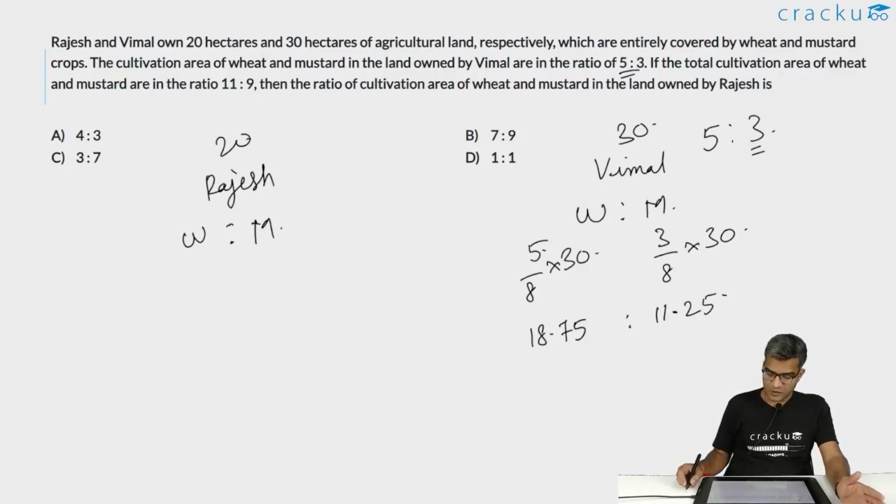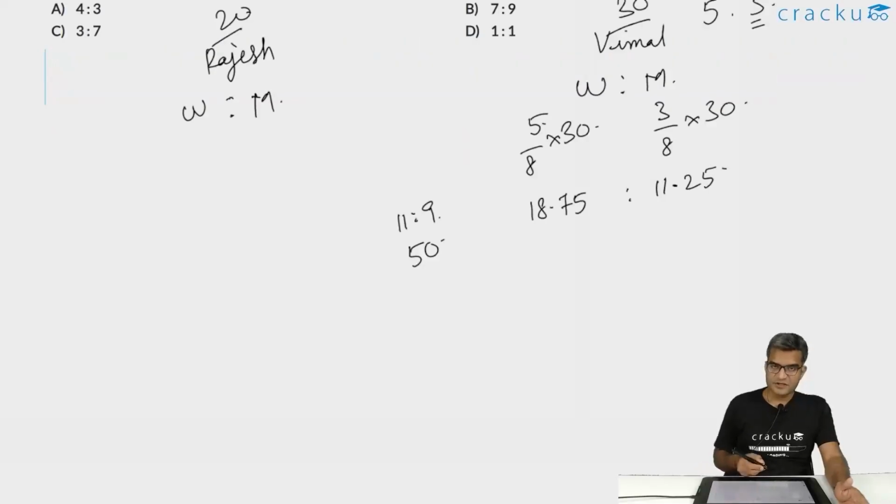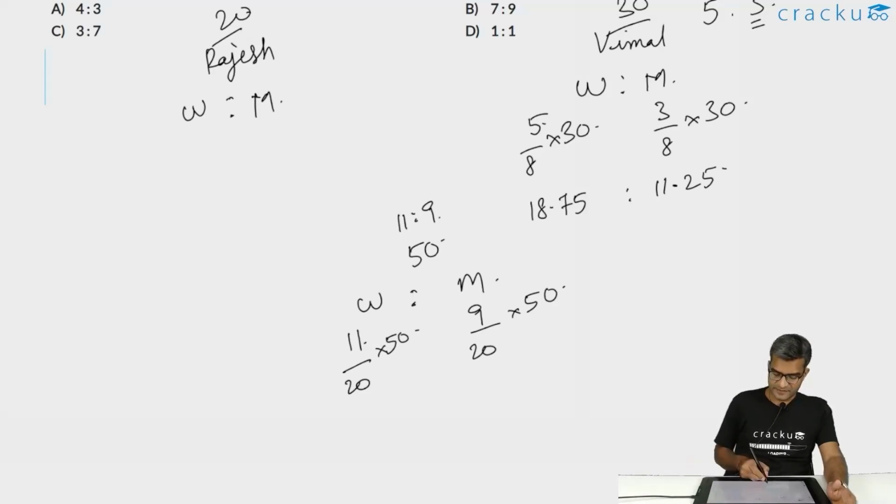We are told that the total area of cultivation of wheat and mustard is in the ratio of 11:9. What is the total area? The total area is 20 plus 30, which is equal to 50. If you are dividing 50 in the ratio of 11:9, the total wheat will be 11 divided by 11 plus 9, which is 20, into 50. And the total mustard will be 9 divided by 11 plus 9, which is 20, into 50. This will be equal to 55 by 2, which is 27.5. And this will be 45 divided by 2, which is equal to 22.5.